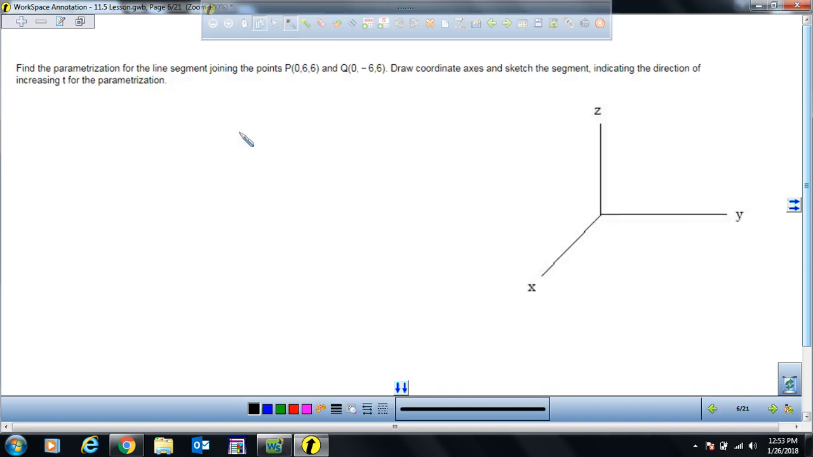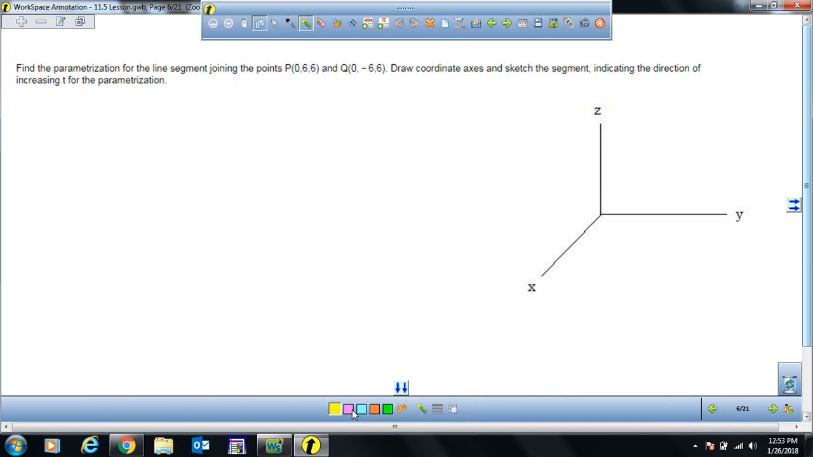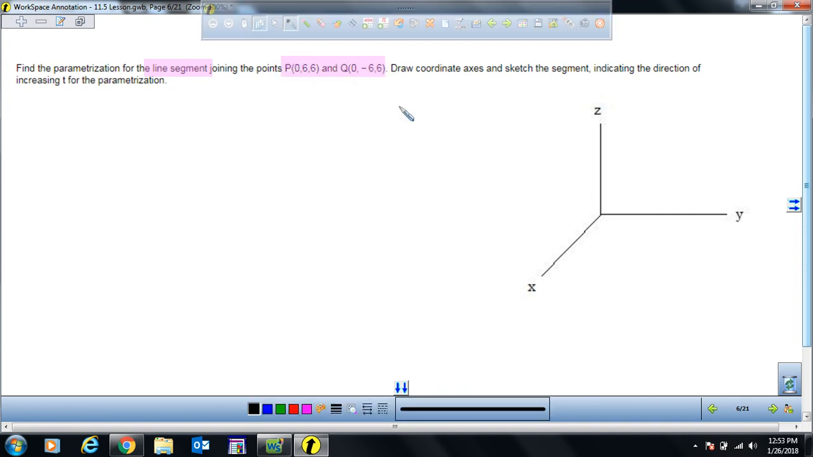Next, now we're going to find the parametrization for the line segment joining the points P(0, 6, 0). Now on this one, we want to restrict the parameter since we want a line segment. We just want the line segment starting at P and ending at Q specifically. Okay? And then we're going to draw it.